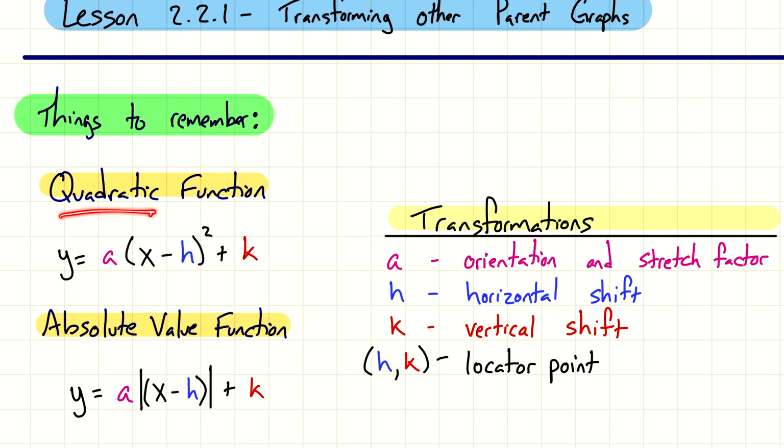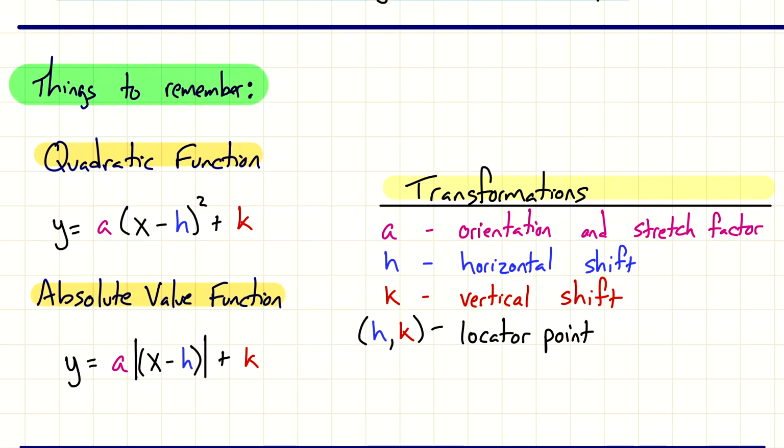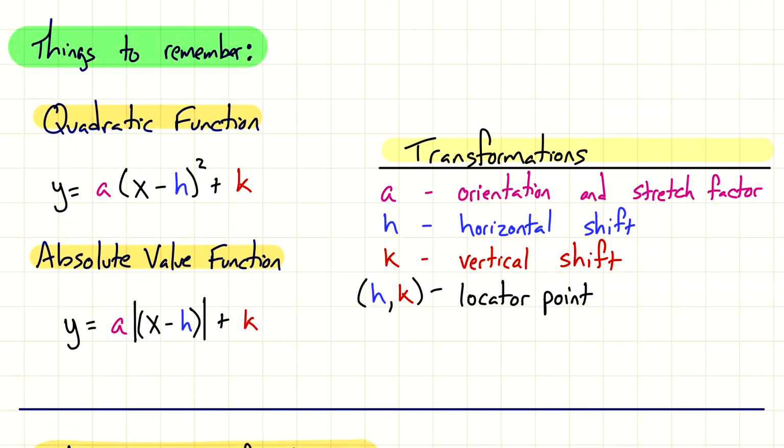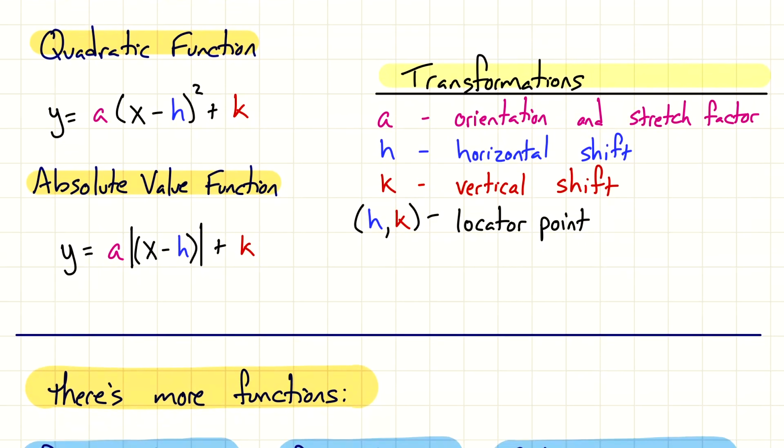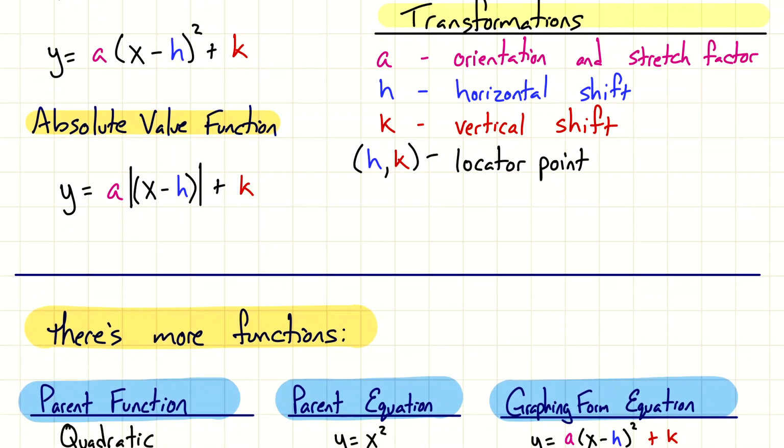So quadratic means it's being squared. Absolute value means we have absolute value bars. All right, so these are two functions we've already gone over. I'm going to go over a few more today, and I'm going to go through them kind of quickly.